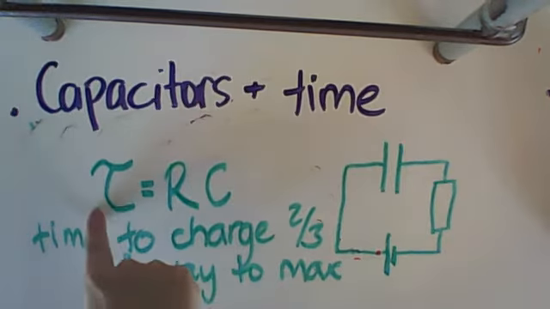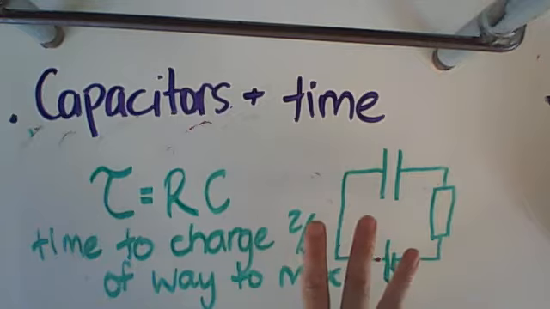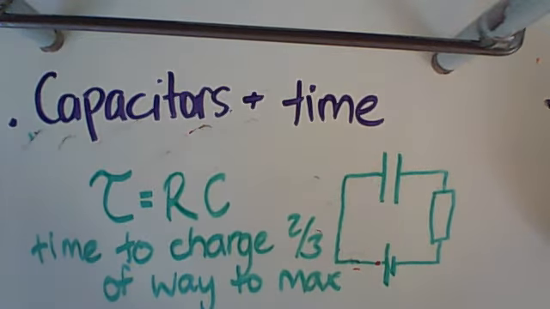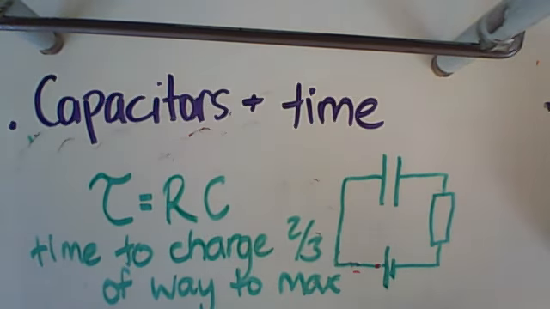We can figure out the time constant and manipulate it by setting up our circuit in a certain way to make sure that we can charge up our capacitor in the time that we want. Because next we're going to talk about applications and storage of energy.